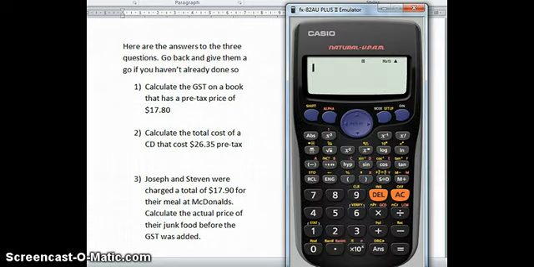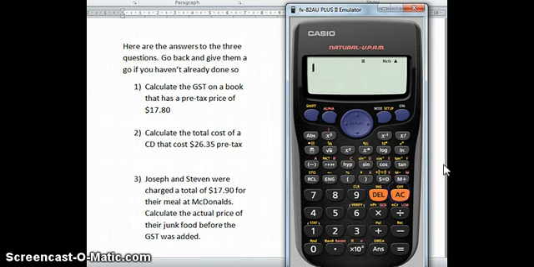Right, here are the answers to those three questions. Make sure you've attempted the questions before you get onto this stage. If not, I want you to go back. Okay, the first one, calculate the GST on a book that has a pre-tax price of $17.80. The GST is 10%, so it's 10, shift left bracket, 10%, and we simply times that by $17.80. We find the GST which would apply would be $1.78. So, question one answer, $1.78.